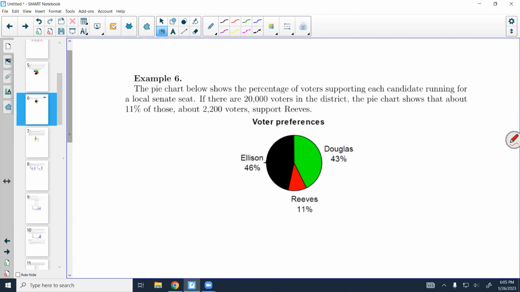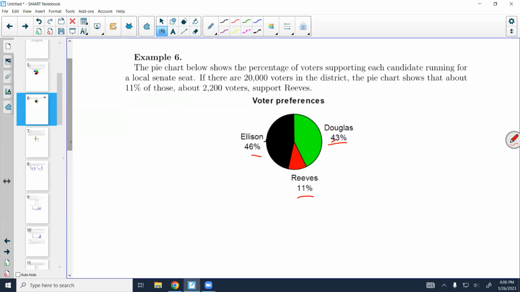If there are 20,000 voters in the district, the pie chart shows that about 11% of those 20, or about 2,200 voters support Reeves. Again, another way to display data. You might include the frequency, you might include the percentage. And ideally, your chart, your sizes are in relation to the percentages.